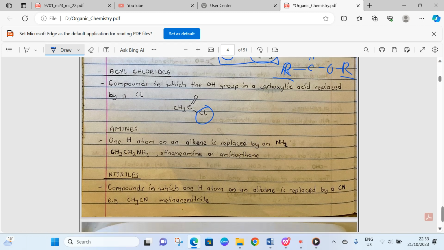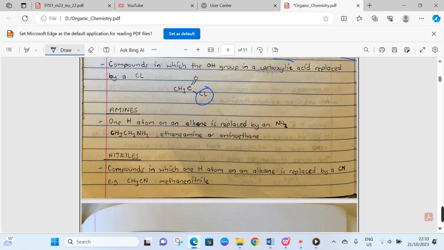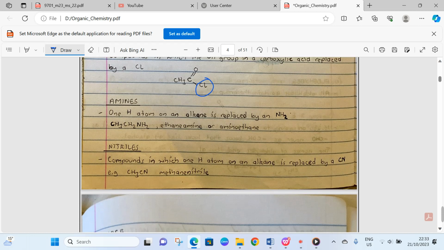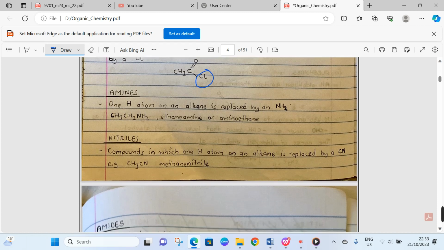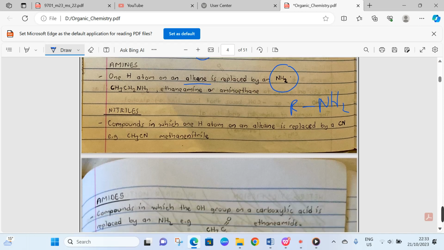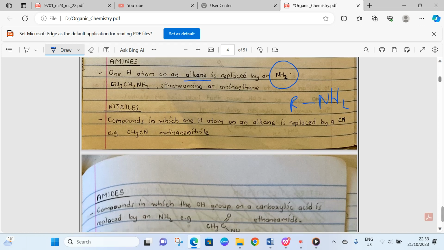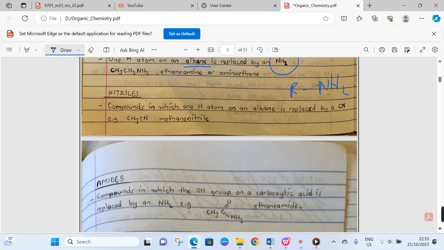Now amines. What are amines? Amines are organic compounds whereby one hydrogen atom of an alkane has been replaced by an NH2. That's all. So this is how you represent an amine. And there are also nitriles, organic compounds whereby one hydrogen atom of an alkane as well is replaced with a CN group of atoms, right?